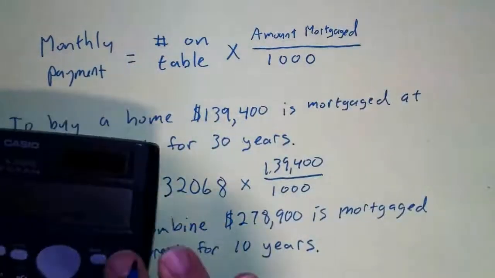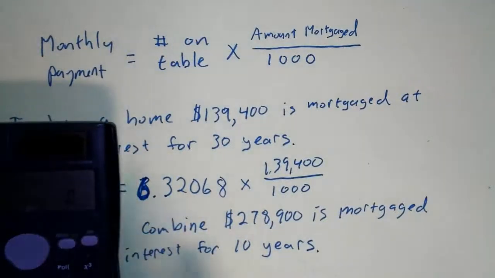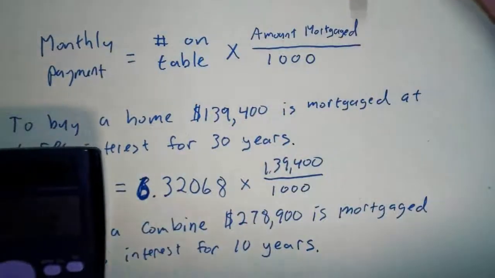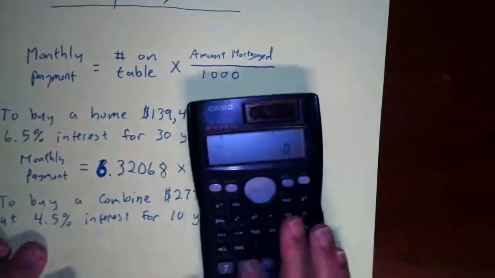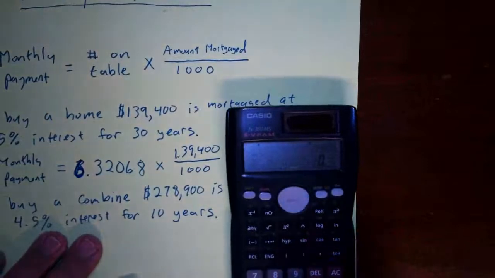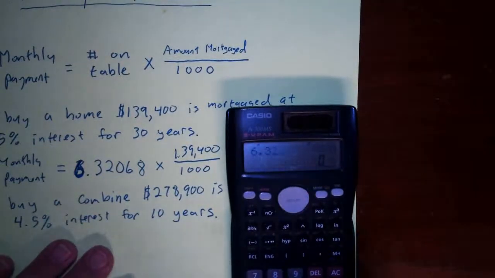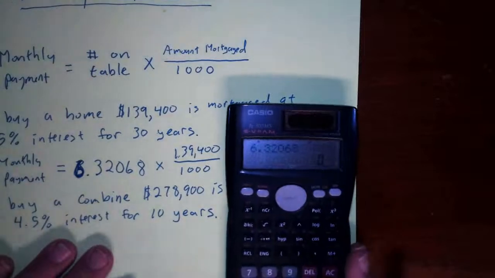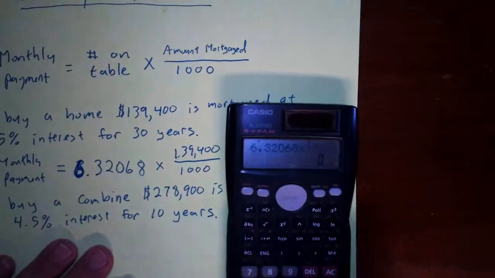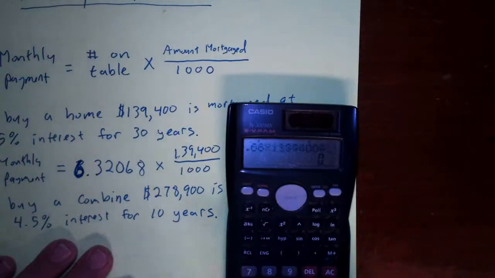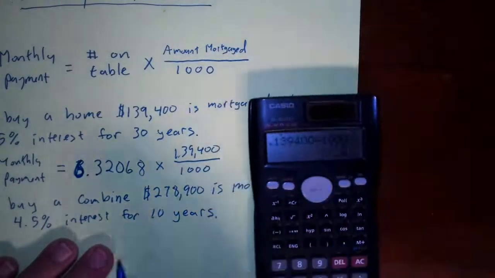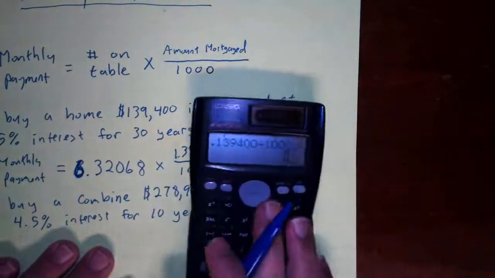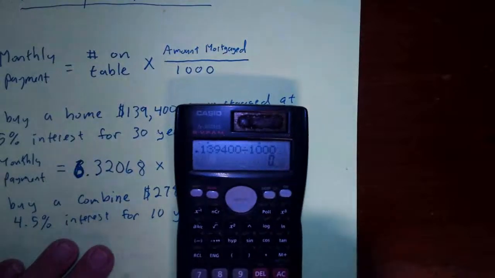And I can actually put this in my calculator like this. Let me zoom out here. Okay, so 6.32068 times 139,400 divided by 1,000. So you can put it in there like that. You could use parentheses around this if you feel like you need to, but it ends up you don't have to for this one.